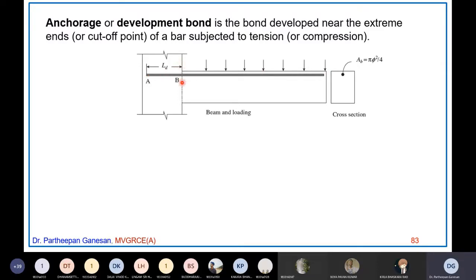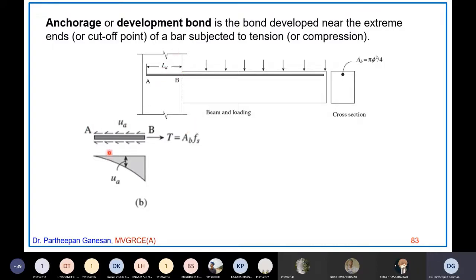Now, if you take a section here, this bar will be subjected to complete tension. All the tension will be at this point. Okay. So, anchorage or development bond is the bond developed near the extreme end. This is the extreme end or a cutoff point, you can say. If you cut here at the extreme end, it is subjected to tension. This is tension. Okay. Now, if you take this point, this is AB. AB is the development length here. Now this is A and this is B.